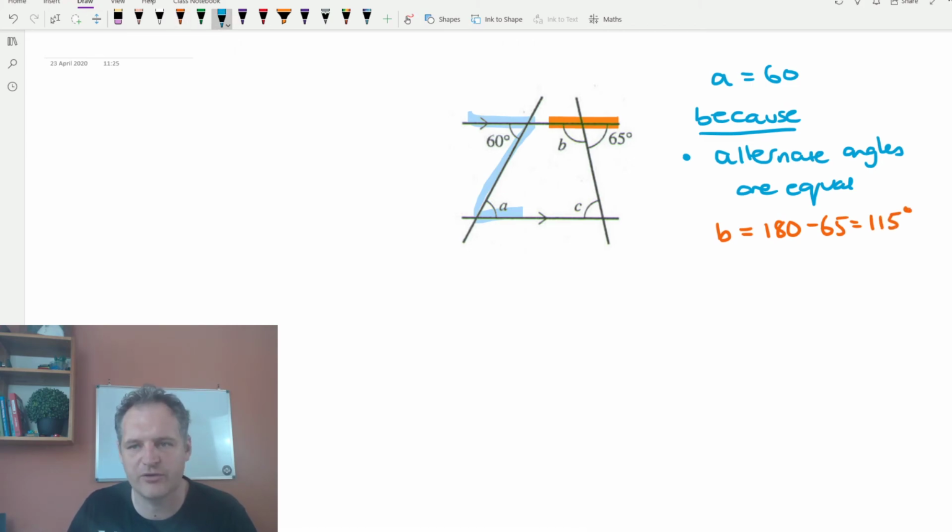Oh, Mr. Harris, you're not putting degree symbols. You're going to get shouted at by the degrees officer. They'll take your degree away from you. So the next bit is angles in a straight line.